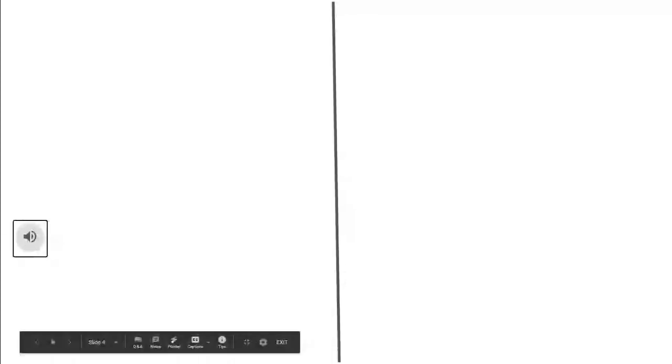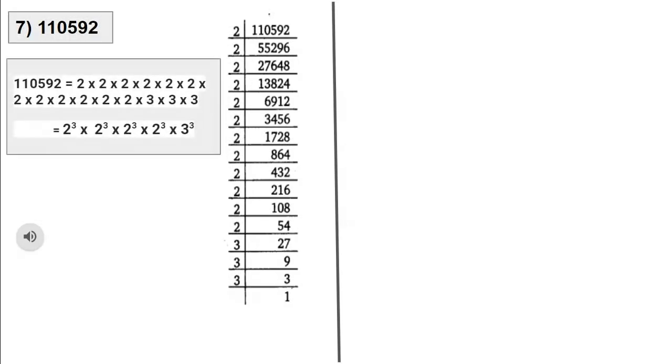Now seventh number. That is 1,10,592. Quite long number, isn't it? So after taking factorization, we will get 2 into 2 into 2 into 2 into 2 into 2 into 2 into 2 into 2 into 2 into 2 into 2 into 3 into 3 into 3. Means 2 is having 4 times the group of 3 and 3 1 time. Isn't it? That means 2 cube into 2 cube into 2 cube into 2 cube into 3 cube.